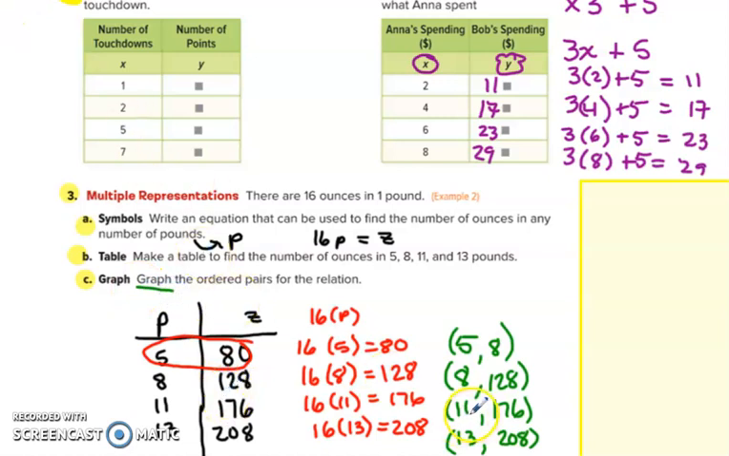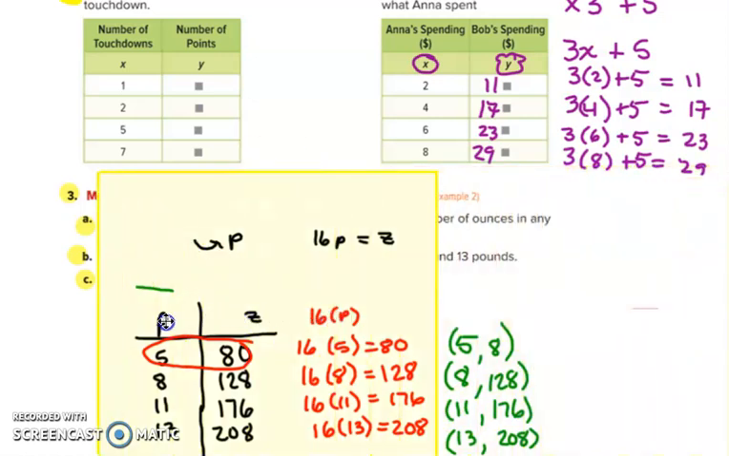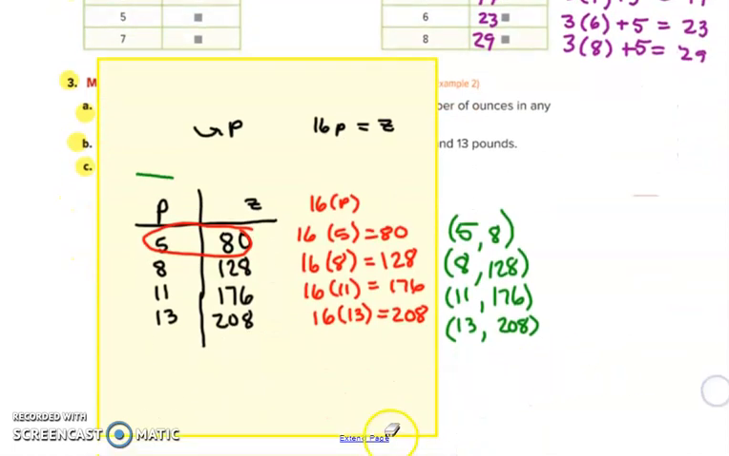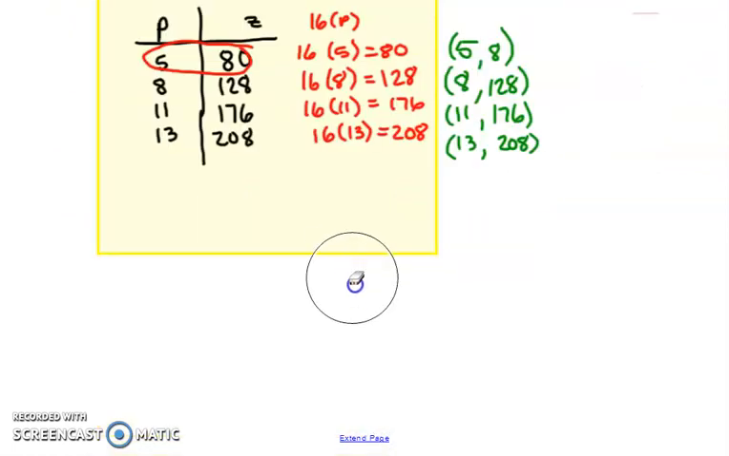Okay, so I'm going to now get a graph ready here. Okay. Let me erase some of this. Oh, I'm just going to go down. Here we go. Oopsie.